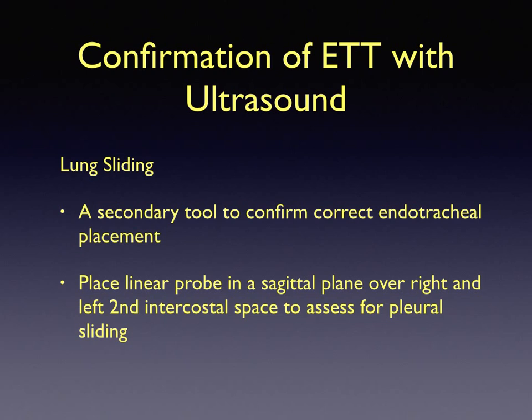A quick, easy, and non-invasive secondary method of determining whether the endotracheal tube is correctly placed in the trachea is to perform a lung ultrasound to evaluate for pleural sliding. Simply place a linear probe over the right and left second intercostal space at the midclavicular line to assess for pleural sliding.